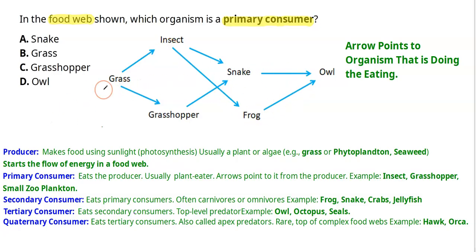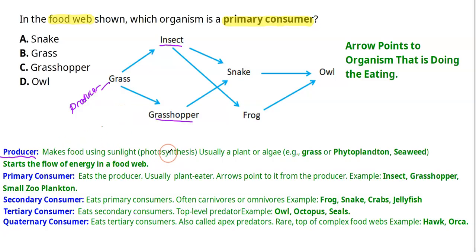Now, for this problem, I want to identify what the producer is, even though we need to know what the primary consumer is. The producer can make its own food using sunlight and using photosynthesis. Another thing about the producer is it doesn't eat anything. So you should see that grass is the producer, because the grass is flowing into the insect and it's flowing into the grasshopper, right? It's being eaten by these two. But the grass is not eating anything. Nothing is pointing to the grass. So that is what the producer is.